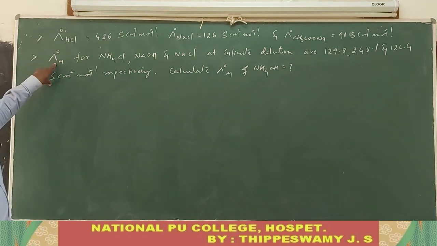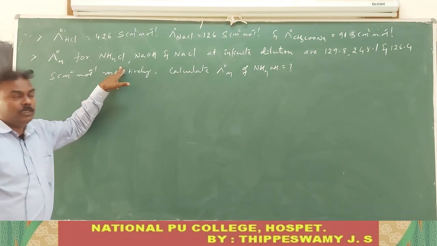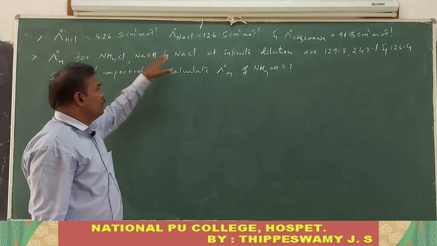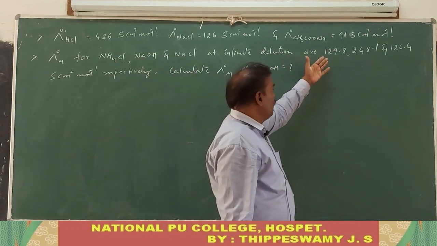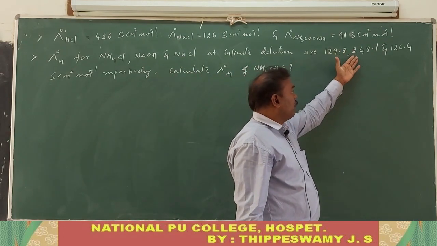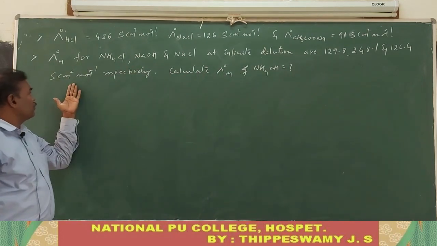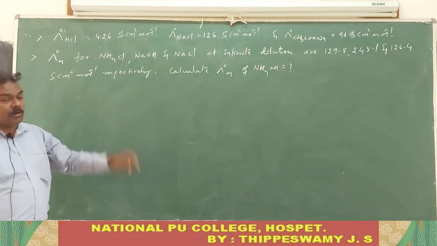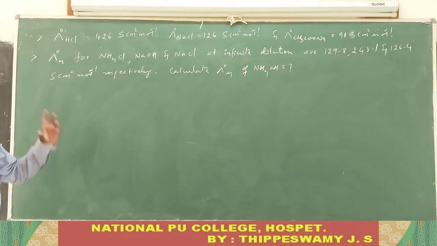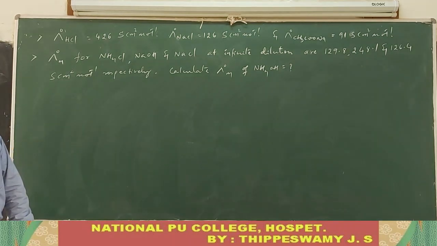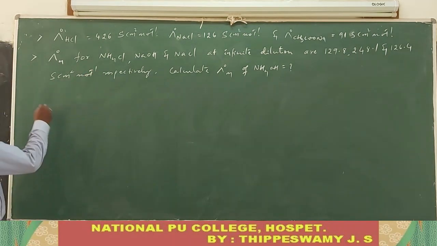The limiting molar conductivities of different substances are given: NH4Cl, NaOH (sodium hydroxide) and NaCl (sodium chloride) at infinite dilution are 129.8, 248.1 and 126.4 S cm² per mole respectively. Calculate the limiting molar conductivity of ammonium hydroxide. How do we find the limiting molar conductivity of ammonium hydroxide by using these electrolytes? According to the Kohlrausch law, we can go through that.